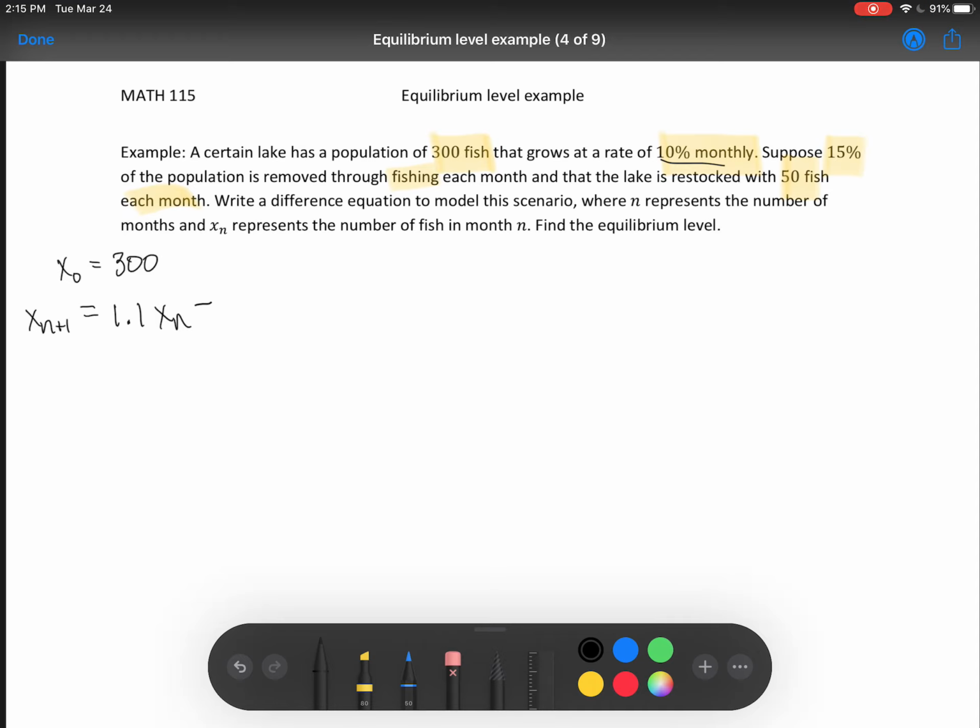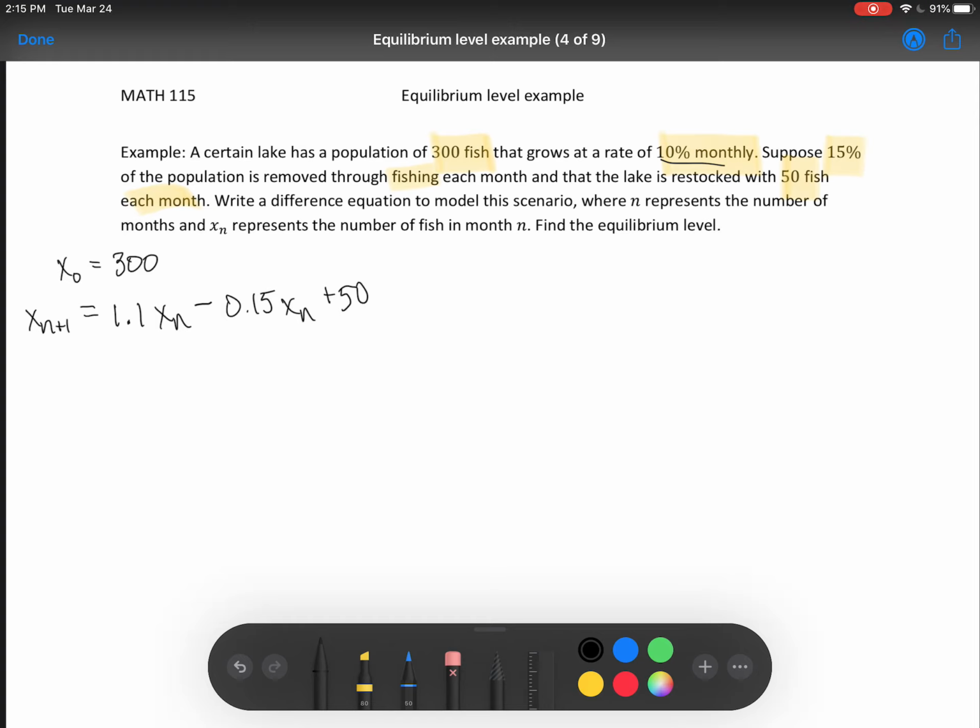All right, now the fishing, we subtract that because those fish are being removed from the lake. Again, that's 15%, but we have to convert it to a decimal, so it's minus 0.15 xn. And then the restocking level is 50.